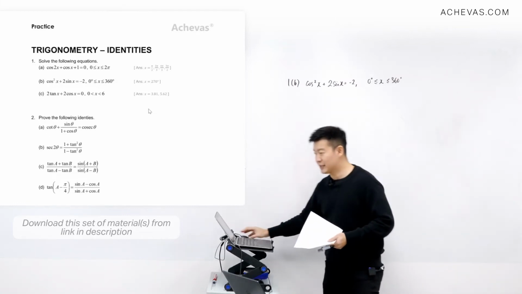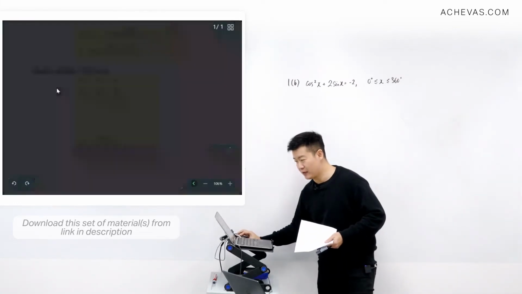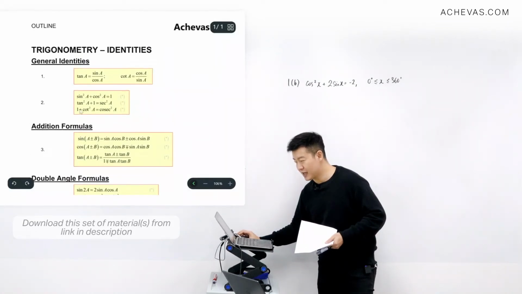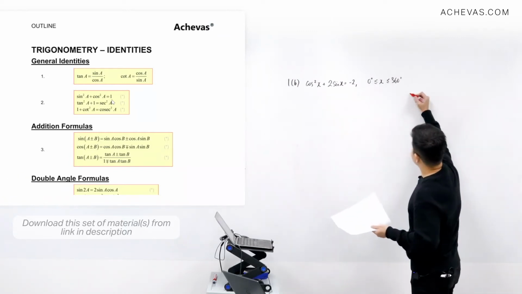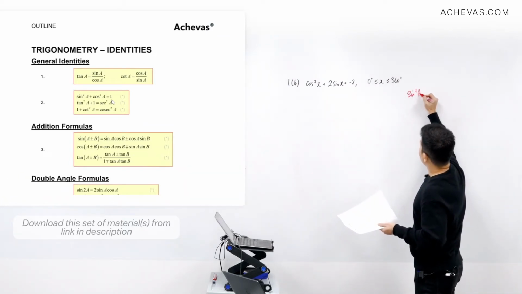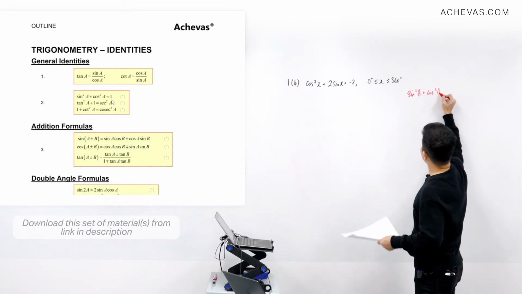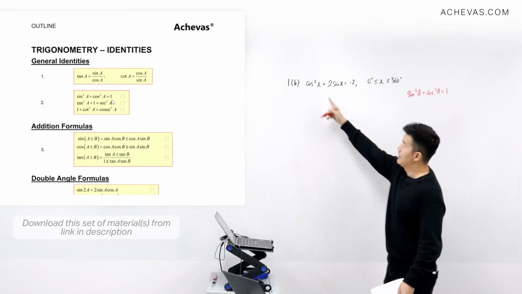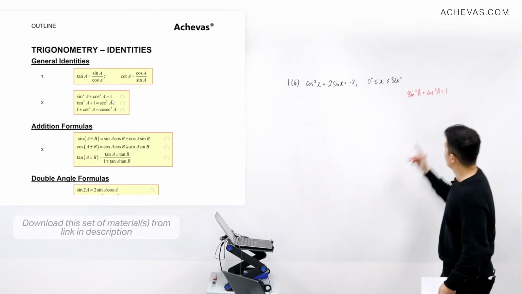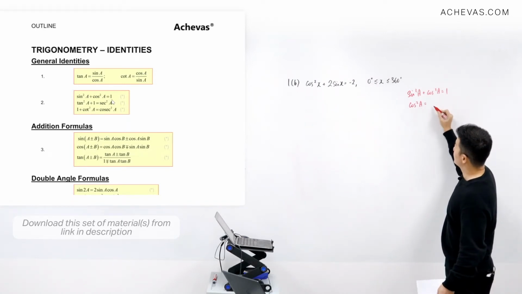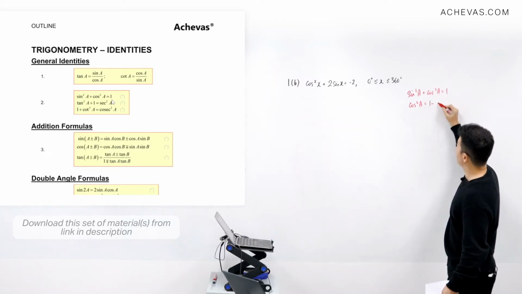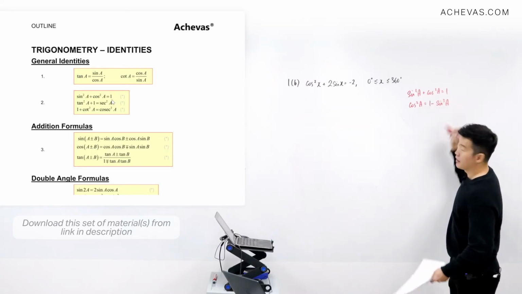So I'm going to go back to the list of identities that we have. And I think this time I'm going to pick this identity here. For this identity, we see that it is sine square A plus cosine square A is equal to 1. And I'm going to re-express cosine square A and make it the subject. Cosine square A is going to be equal to 1 minus sine square A.